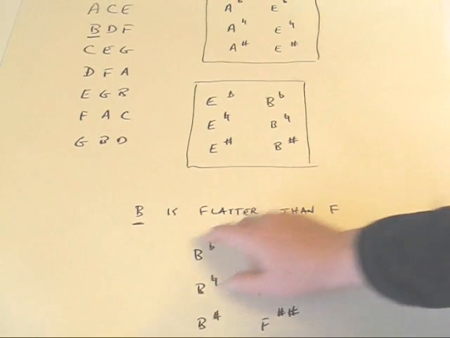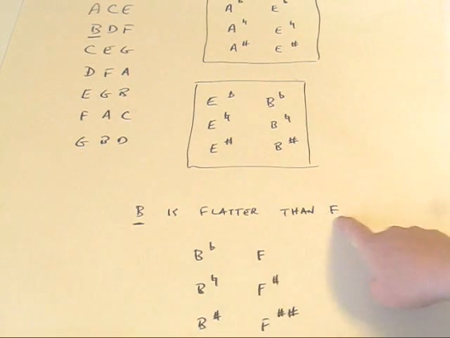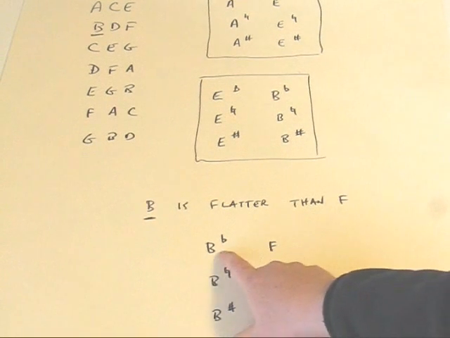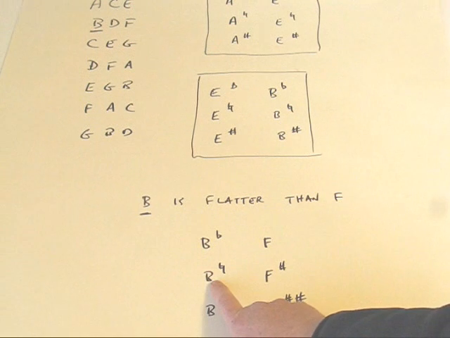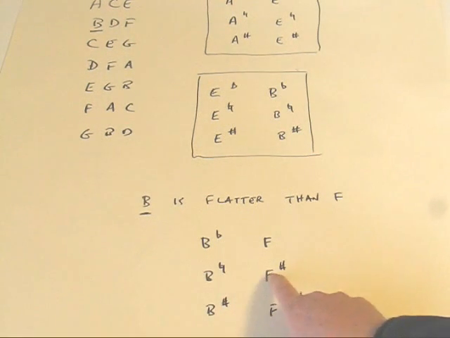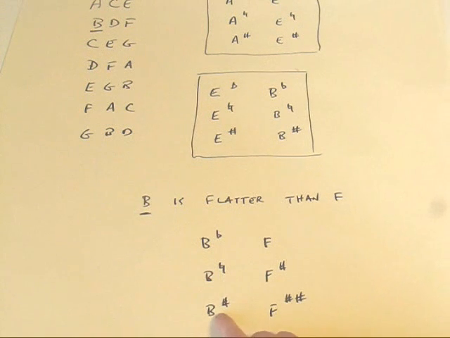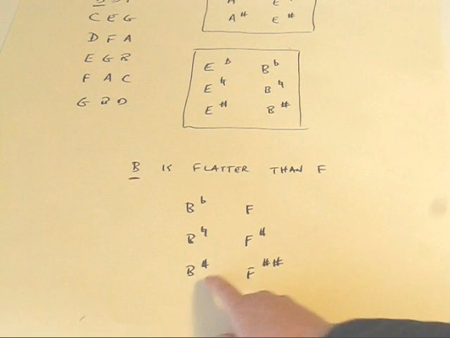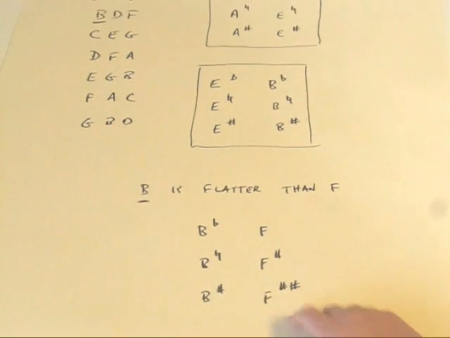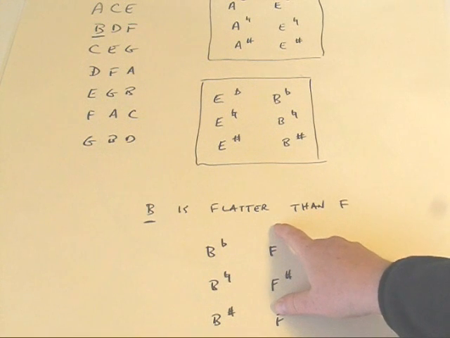And in that case, when you're talking fourths and fifths, your B will be flatter than your F. So if B is flat, F is natural. If B is natural, F is sharp. F is sharper than the B. B is flatter than F, however you want to look at it. If B is sharp, F is double sharp. If B were, I didn't write this, but if B were double flat, F would be flat.